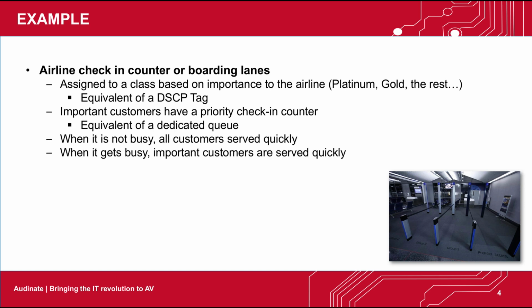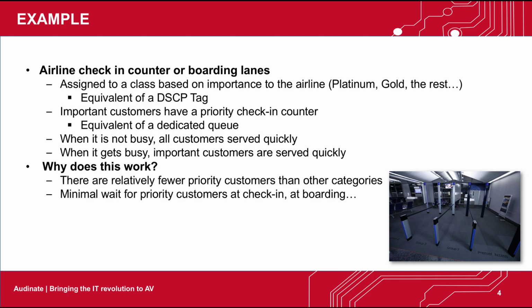When it's not busy, all customers are served quickly. But when it does get busy, important customers are served quickly. So, why does this work? There are relatively fewer priority customers than other categories. This ensures minimal wait time for priority customers at check-in and boarding.